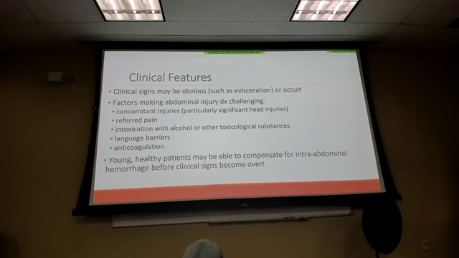If they are intoxicated, that can make our exam a little bit more difficult. Language barriers too. We always want to know if the patient's on anticoagulation. They can have a higher risk of bleeding, so that's always concerning. And then we always think in our young, healthy patients, they can compensate extremely well until they fall off that cliff.